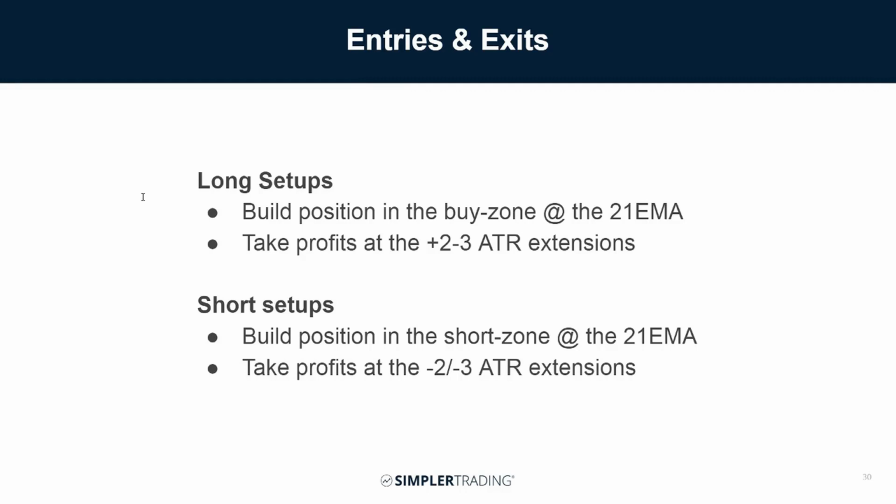If the checklist says it's a long position, well, we build a position in the buy zone near the 21, and we just take profits at the 2 to 3 ATR extensions. And we don't question this. We don't think. We don't have an opinion of what the stock could do next. This is what we rinse and repeat, because we can do this over and over again. It's consistency, but also, just as importantly, it's frequency. And for a short setup, as long as it fits the criteria of our short watch list, we're going to build our short position in the zone near the 21 EMA, and we're taking profits at the -2 to -3 ATR extensions.